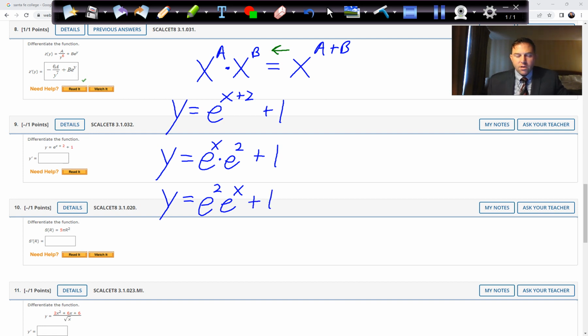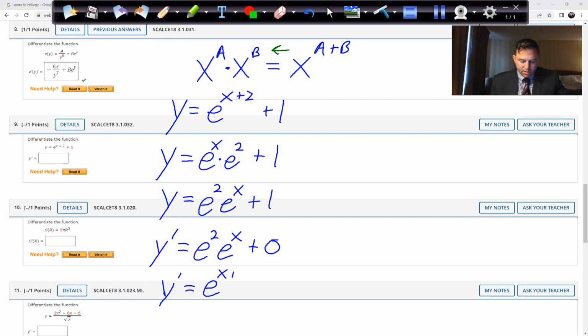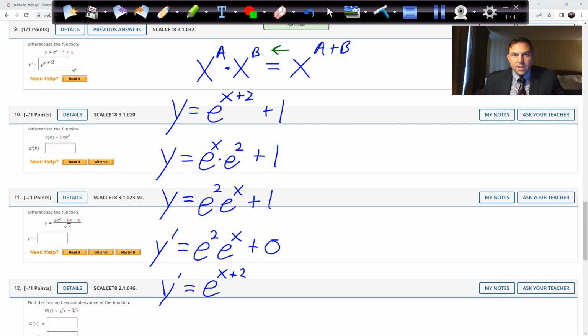Okay, and then we know that the derivative of this, any constant in front of e to the x will stay. So e squared is a constant, so it's just going to stay there. Then the derivative of e to the x is e to the x, so that's not going to change. And then the derivative of 1 is 0. And I'm betting they want us to write this back in the original form, so we'll write this back as e to the x plus 2. Okay, so that should be the derivative. Okay, and we've got that one right.